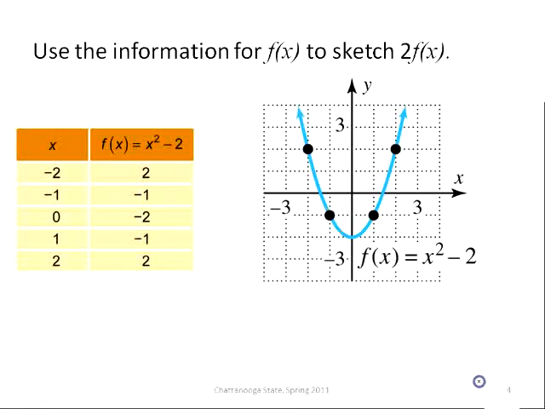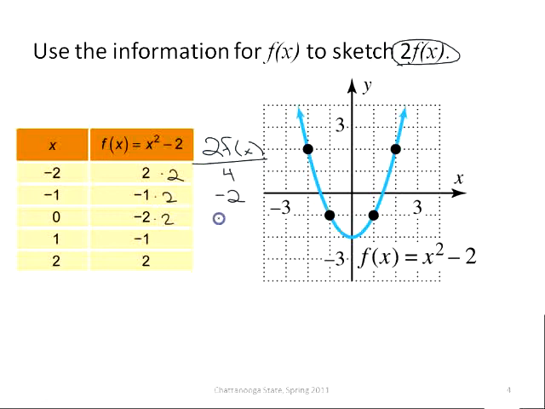So let's look at this graph. And let's sketch 2 times this function. Okay? So if these are the y values I have for my original function, 2 times my original function is just going to multiply each of these y values by 2. So my first one would be a 4. My next one would be a -2. My next one would be a -4. Then I would have another -2. And then I would have another 4.